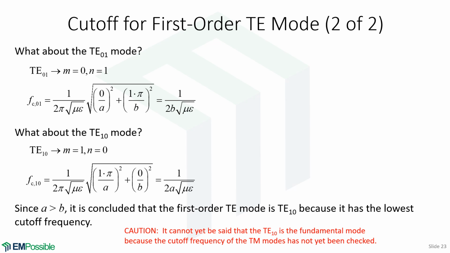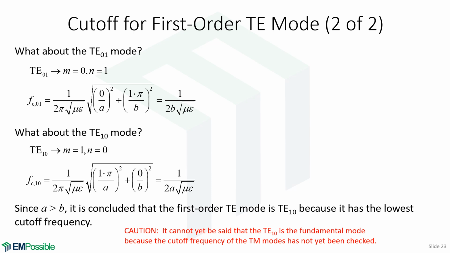And I'll add that we can't yet conclude that this is the fundamental mode of the waveguide simply because we haven't looked at the TM modes. It might be that the lowest order TM mode has a lower cutoff frequency than the lowest order TE mode. We don't know that yet because we have not analyzed the TM modes. But among the TE modes, the TE10 is the lowest order.